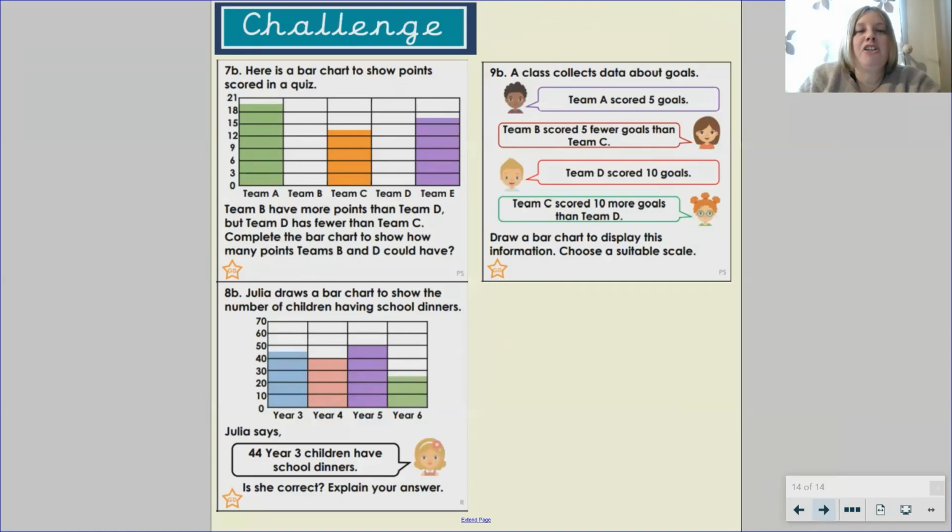7. Here is a bar chart to show points scored in a quiz. Team B have more points than Team D, but Team D has fewer than Team C. Complete the bar chart to show how many points Team B and D could have. Question 8. Julia draws a bar chart to show different numbers of children having school dinners. Julia says 44 Year 3 children have school dinners. Is she correct? Explain your answers. Question 9. A class collects data about goals. Draw a bar chart to display this information and remember to choose a suitable scale.